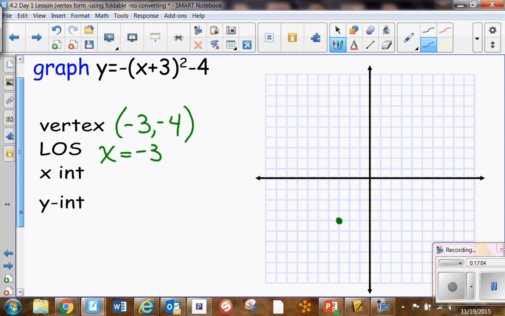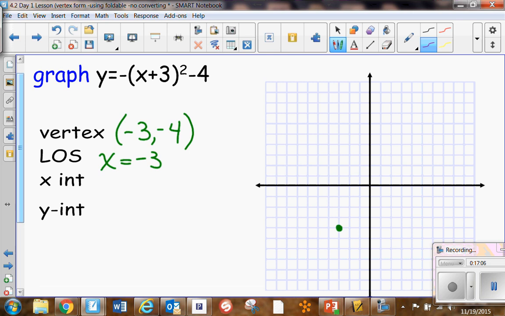An x-intercept, I'm going to set a 0 for y. And here I need to do a little bit of math. So I'm going to say 0 for my y equals (x plus 3) squared minus 4. Okay, I want to get this squared thing by itself. So I take square root of both sides. So I assume most of you added 4 to both sides.